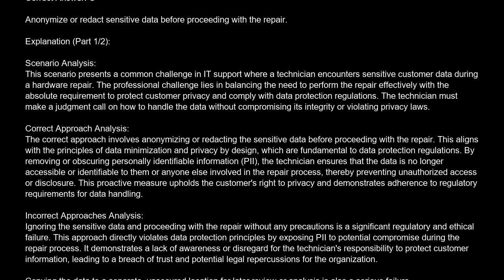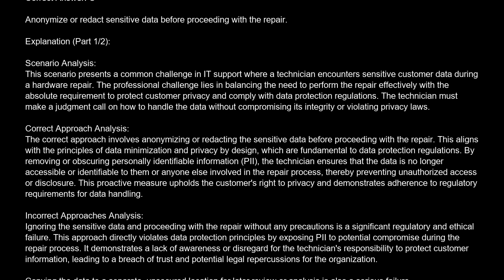The technician must make a judgment call on how to handle the data without compromising its integrity or violating privacy laws. Correct approach analysis. The correct approach involves anonymizing or redacting the sensitive data before proceeding with the repair. This aligns with the principles of data minimization and privacy by design, which are fundamental to data protection regulations. By removing or obscuring personally identifiable information, PII, the technician ensures that the data is no longer accessible or identifiable to them or anyone else involved in the repair process, thereby preventing unauthorized access or disclosure. This proactive measure upholds the customer's right to privacy and demonstrates adherence to regulatory requirements for data handling.